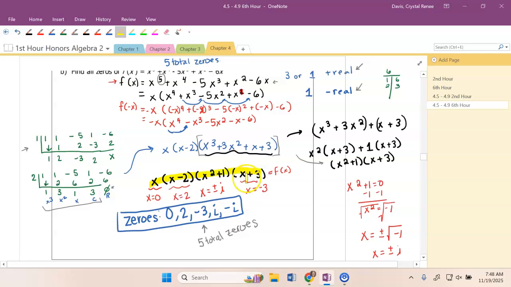Now that it's fully factored, I can pull out my zeros. From this x, I just get x equals 0. From x minus 2, I get x is 2. From x plus 3, I get x is negative 3. And the x squared plus 1, my work is right here.